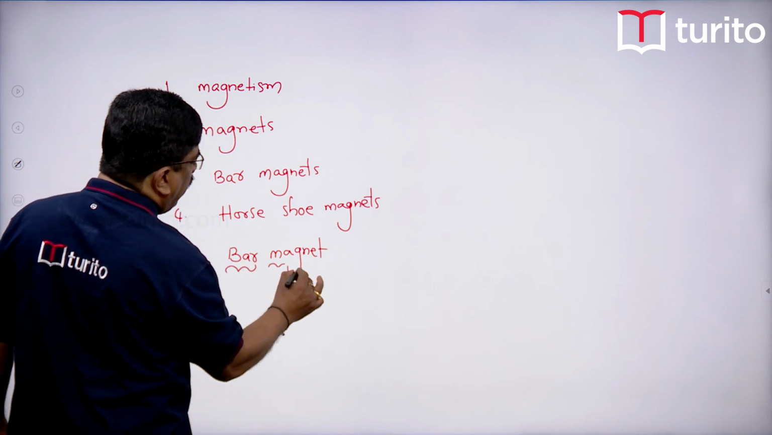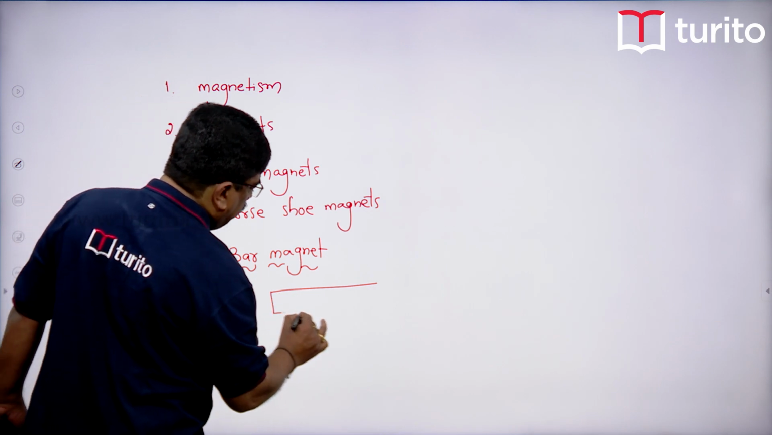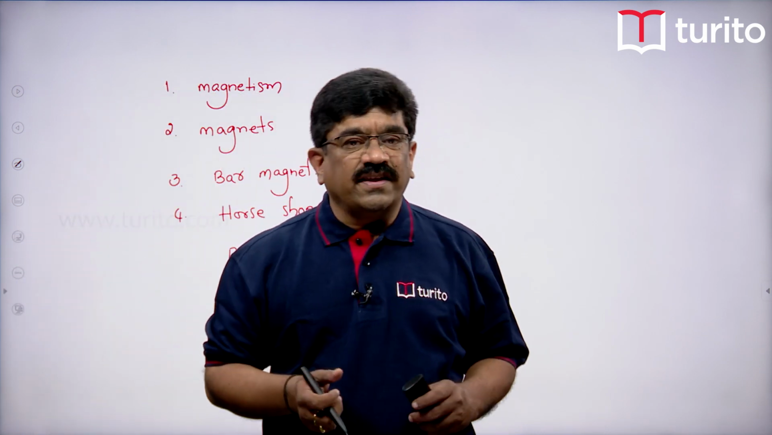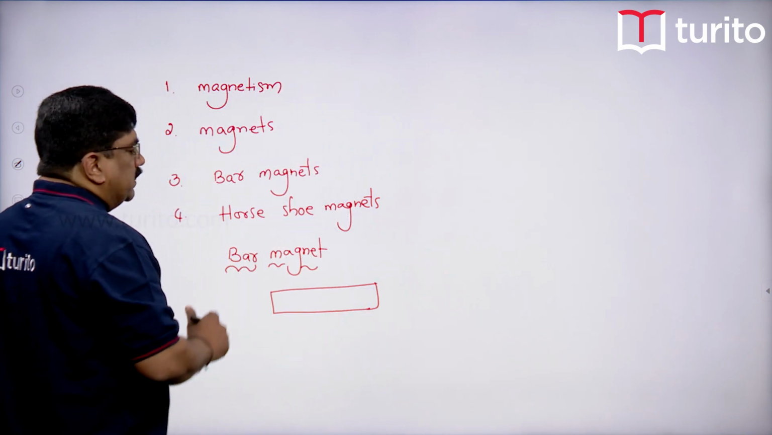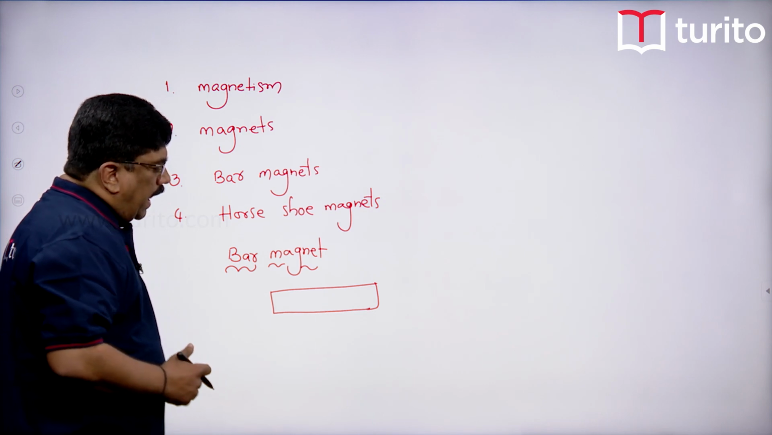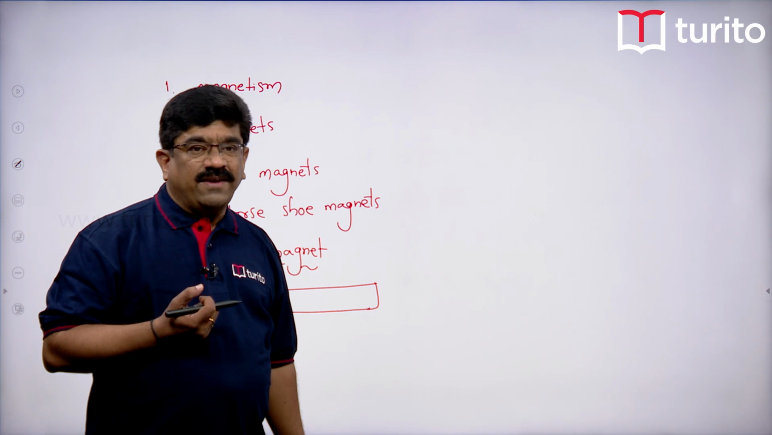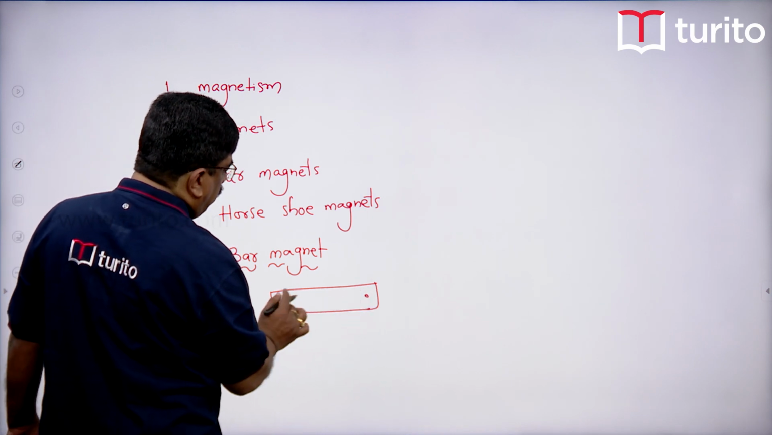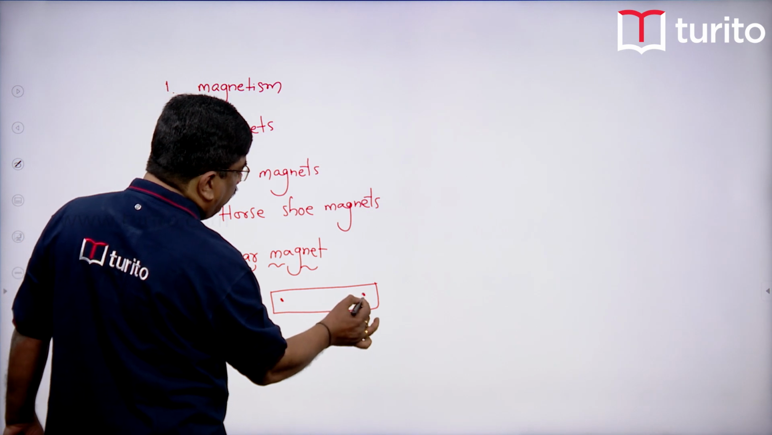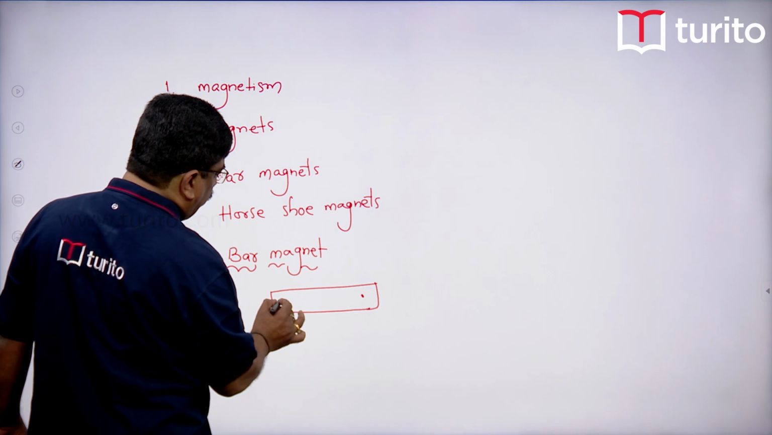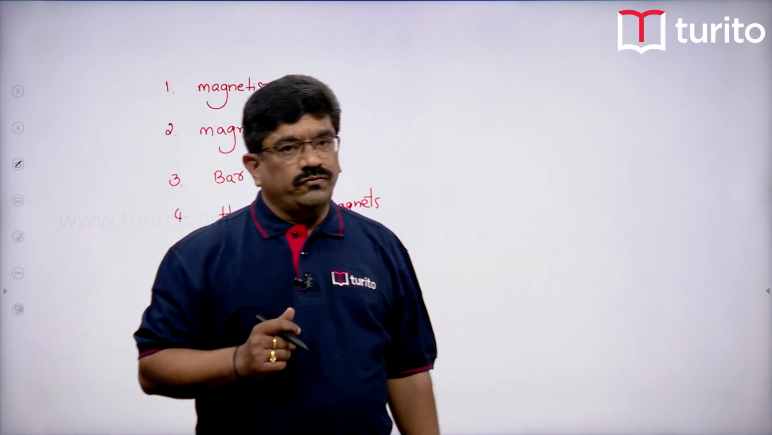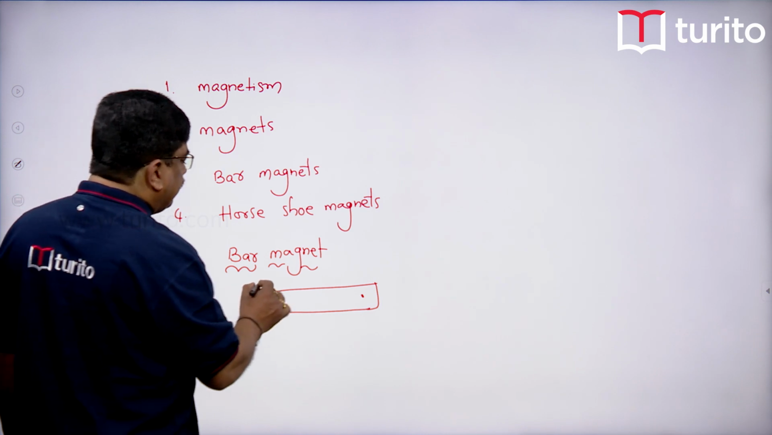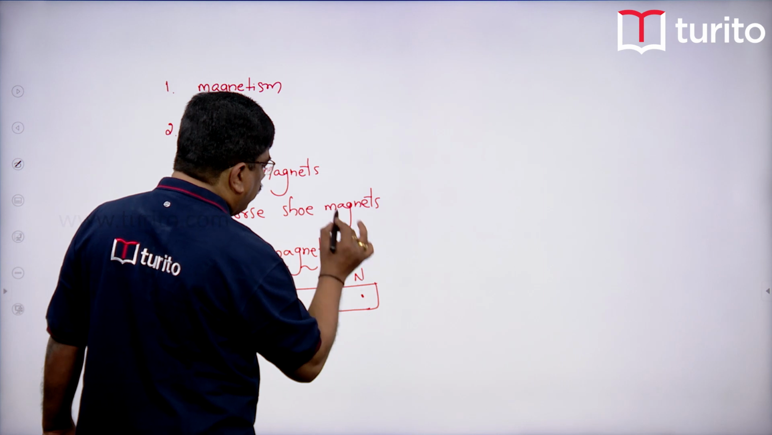Regarding the bar magnet, it is a rectangular shaped substance which has the property of attracting other substances like iron, nickel and cobalt. This is the shape of the bar magnet, and it possesses the property of attraction at the two ends of the magnet. These ends where the property of magnetism is concentrated are called magnetic poles. Every magnet consists of two poles and hence it is called a dipole. A bar magnet is also called a dipole. One is called the south pole and the other is the north pole.